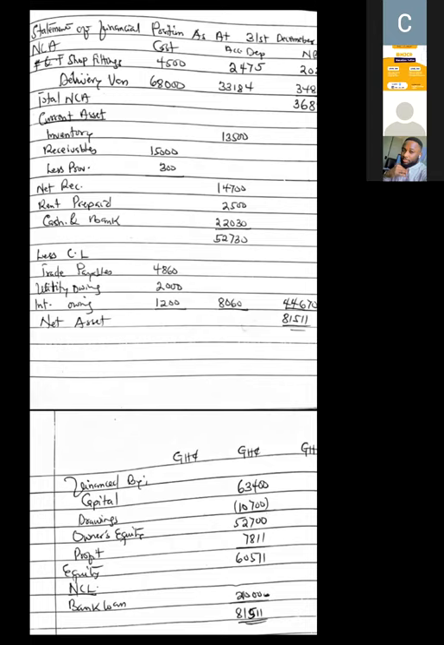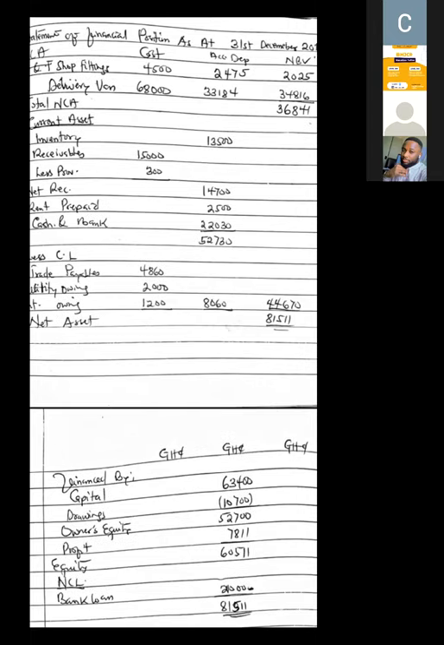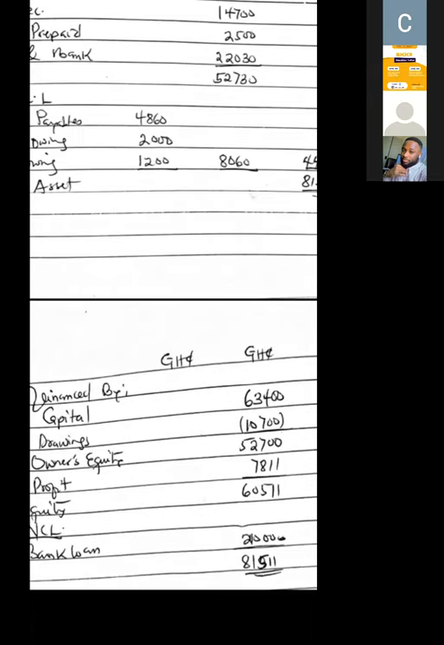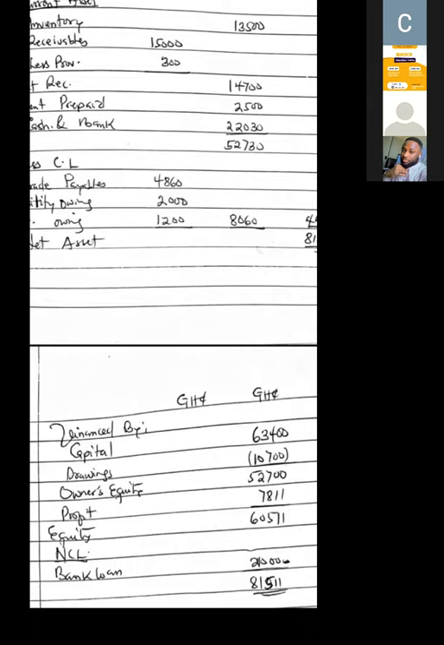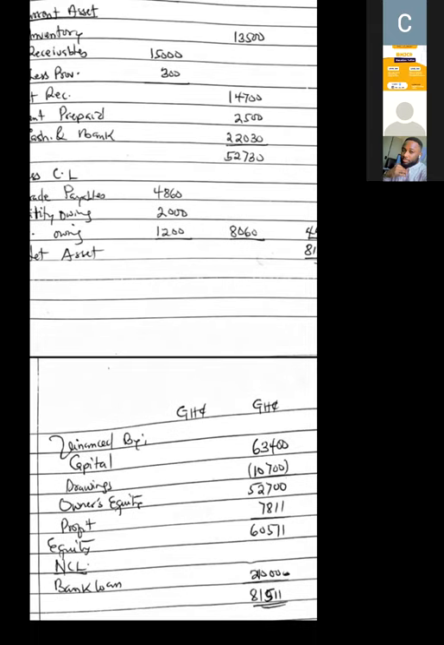The net assets in the firm are financed by. So under the financed by section, we have capital. We have capital of 63,400. Then we less total drawings of 10,700. All right. So drawings from capital will give us owner's equity.